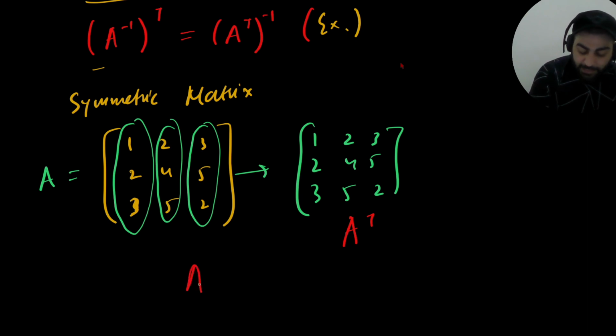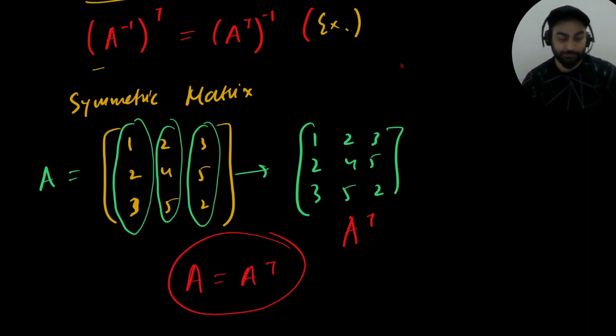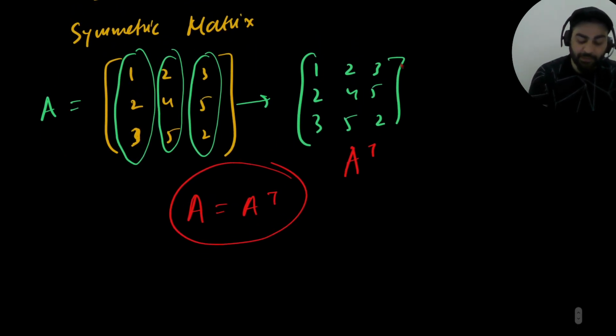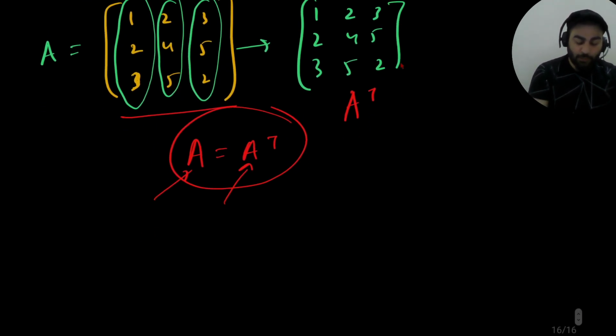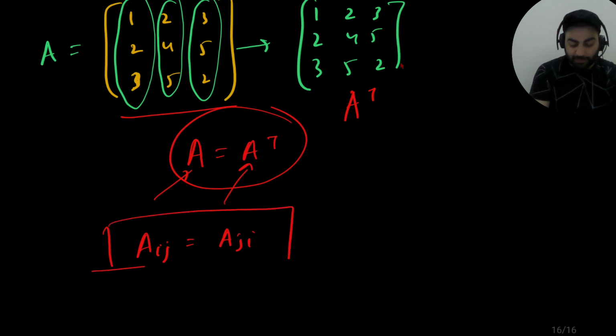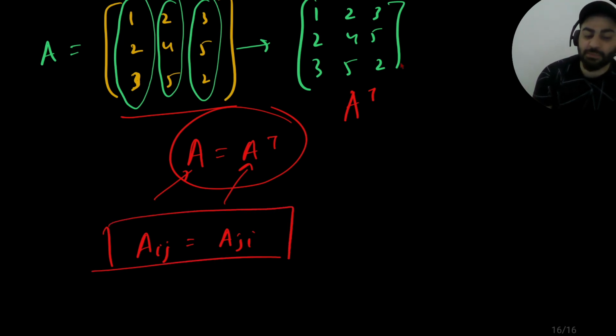If you see that A is equal to A transpose, we call these matrices symmetric matrices. Any matrix in which A is equal to its transpose is called a symmetric matrix. I gave an example over here. How can I write it mathematically? If Aij is equal to Aji in a matrix, we call that matrix a symmetric matrix. Why am I introducing all these concepts? Because they will be used in our subsequent chapters when we read about decompositions and stuff like that.